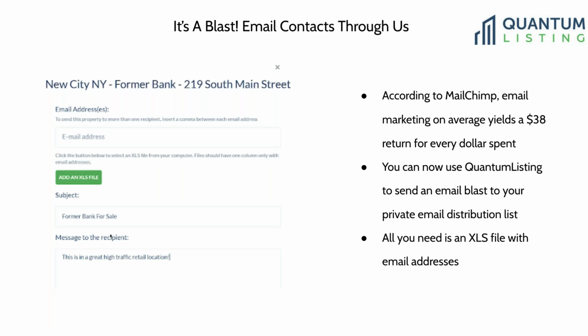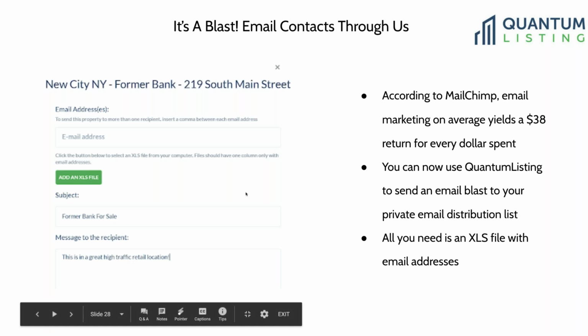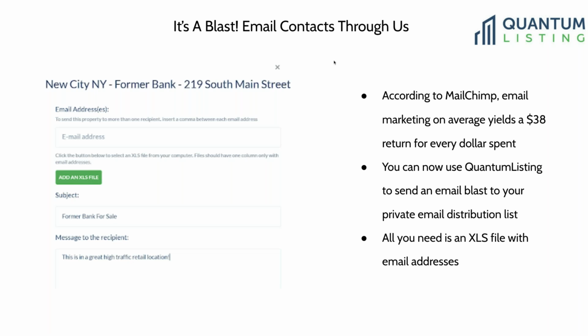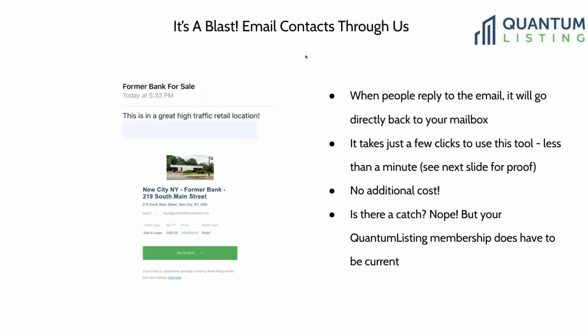So what you do is you go to your listing, you click the sharing icon, which is a little red dot underneath the feature picture, select the email icon, and then click that green button to upload your Excel file. You can also do single addresses if you prefer. You add a subject line and a message and hit send, and your email blast goes out right away to your proprietary list. And this is what that email blast looks like.